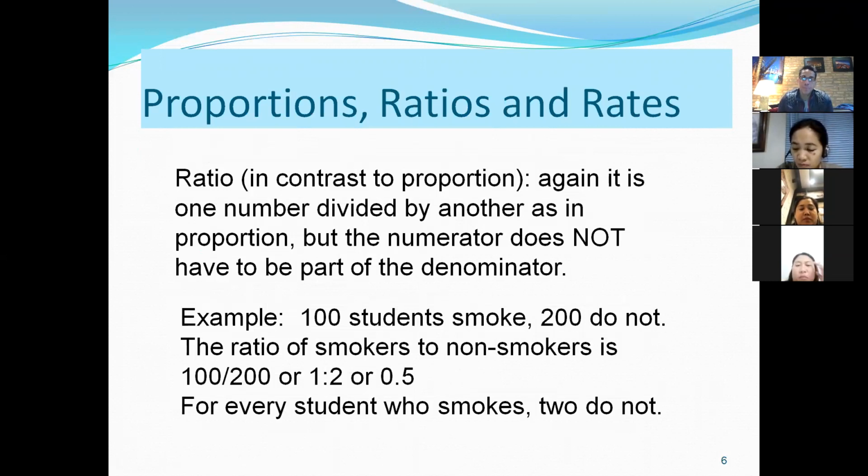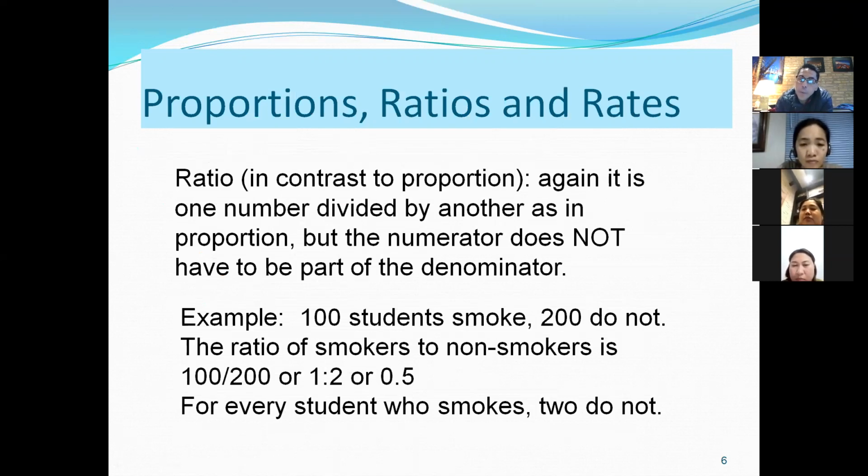For example, 100 students smoke, 200 students do not smoke. So the ratio of smokers to non-smokers is 100 over 200, or 1:2, or 0.5. In simple terms, for every student who smokes, 2 students do not.